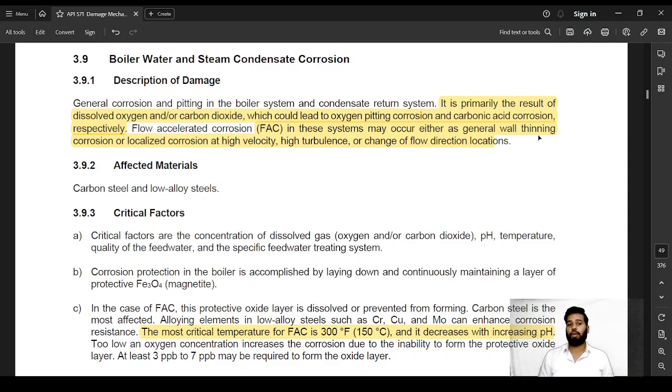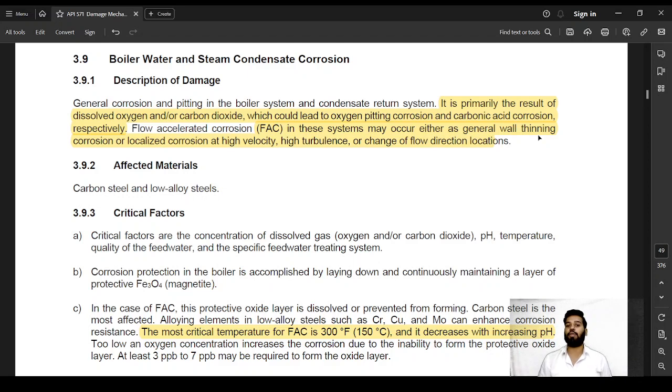In this video, we are going to talk about boiler water and steam condensate corrosion. So first is always description of damage. General corrosion and pitting in the boiler and the condensate return system is primarily a result of dissolved oxygen or carbon dioxide, which could lead to oxygen pitting corrosion or carbonic acid corrosion respectively.